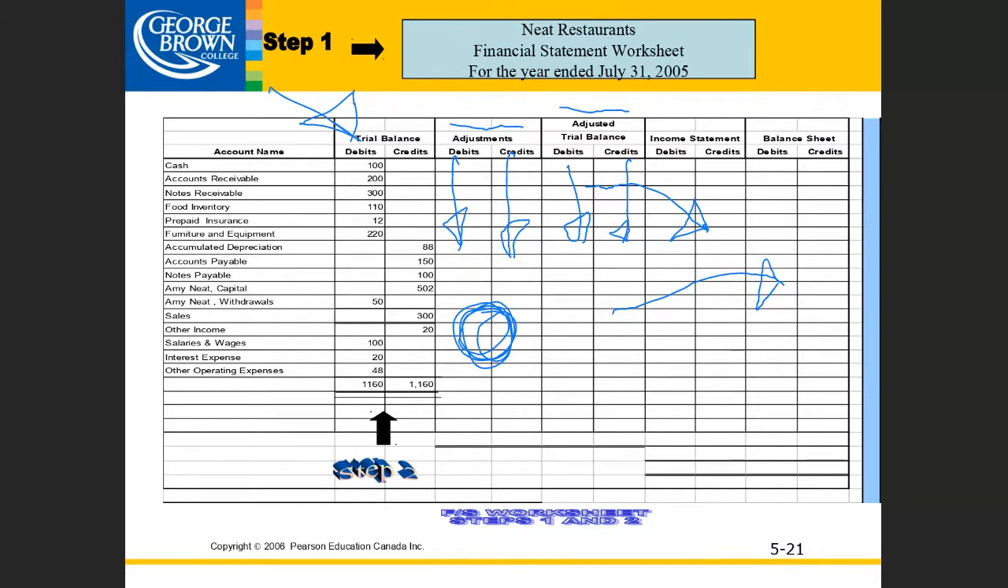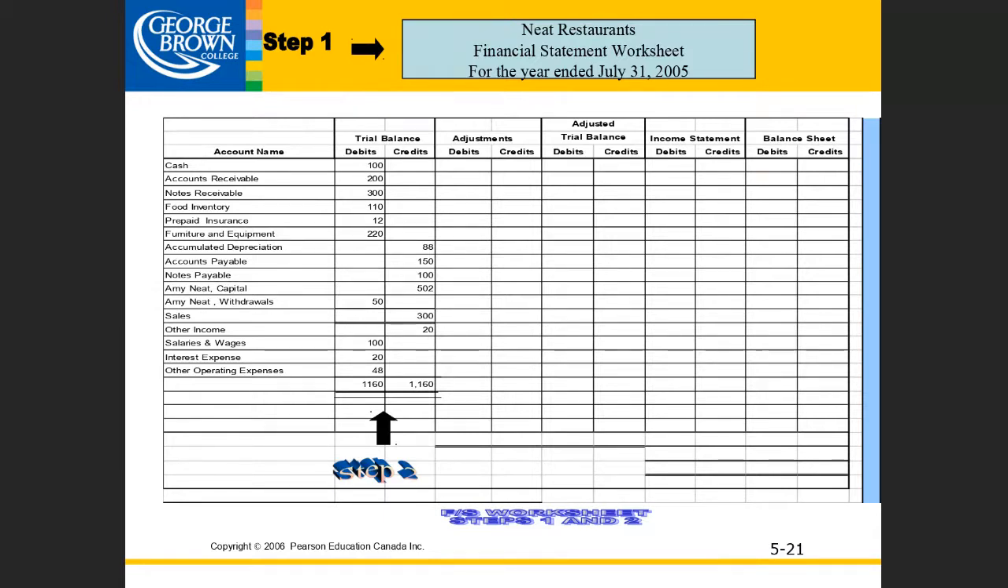I'm just going to erase this for a second. There we go. Can I repeat what, Ryan? About the income statement and the balance sheet? About the income statement, yeah.